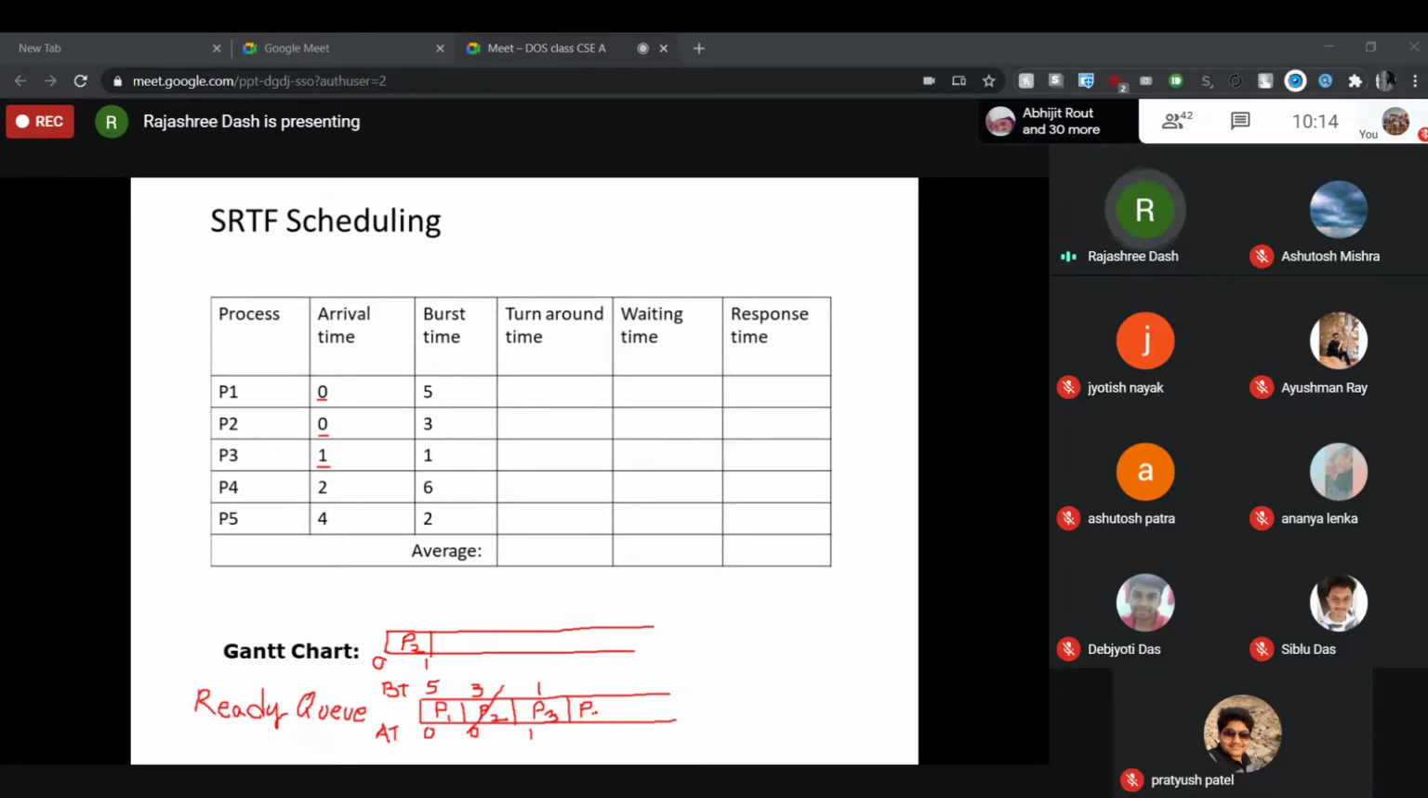At time 1, the scheduler finds that P3 is the new process having the smallest CPU burst time compared to the remaining burst time of P2. P2 has remaining burst time 2. So now P2 will be preempted, stored back in the ready queue, and P3 will be allocated to the CPU.